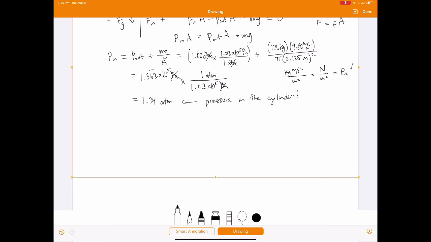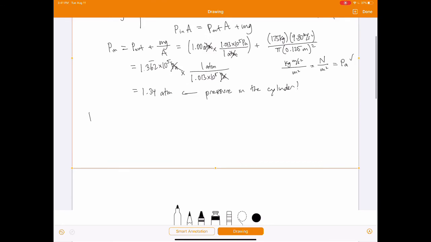Okay, so the last question was, what is the temperature of that air inside of the cylinder? So for that, we can use the ideal gas law. PV is equal to nRT. And we're solving for the temperature. So the temperature T is equal to PV divided by nR.